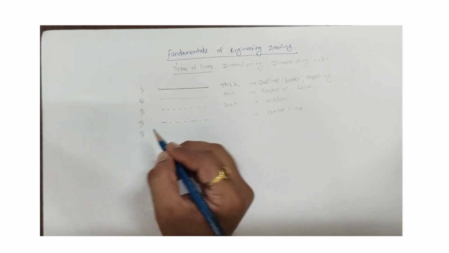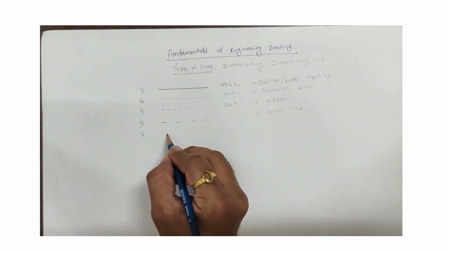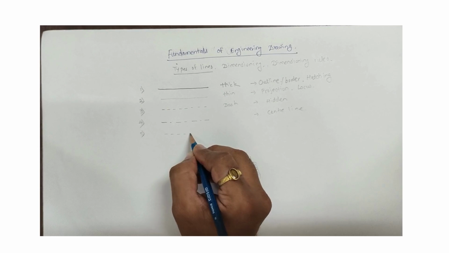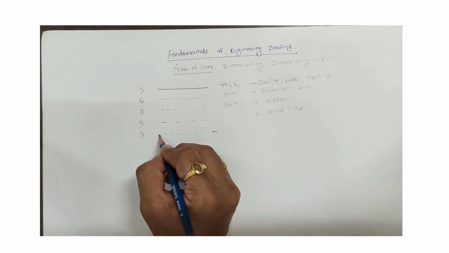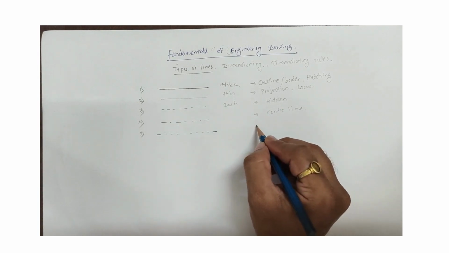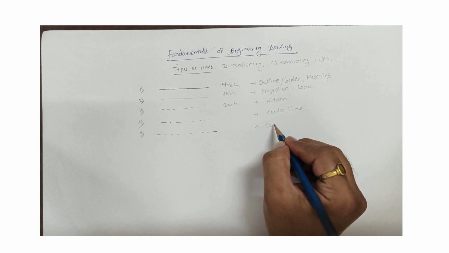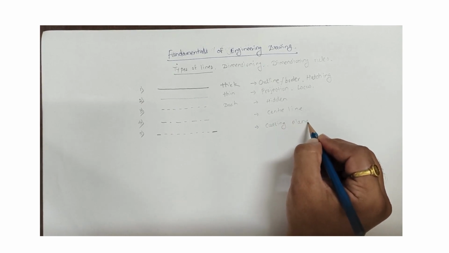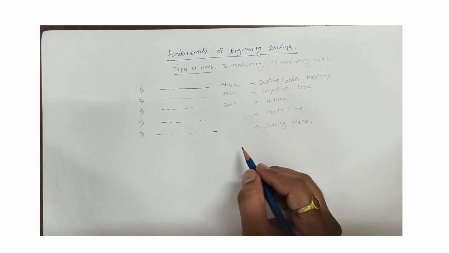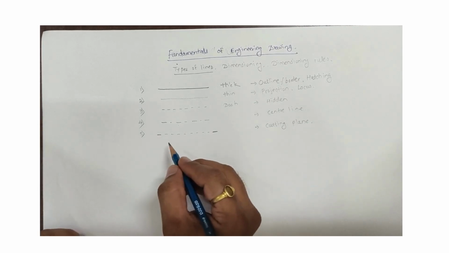Another is nothing but the cutting plane. The cutting plane is similar to the hidden line. The only difference is that the ends are thick dashes. This is used for showing a cutting plane. Okay, so we'll discuss this after drawing.